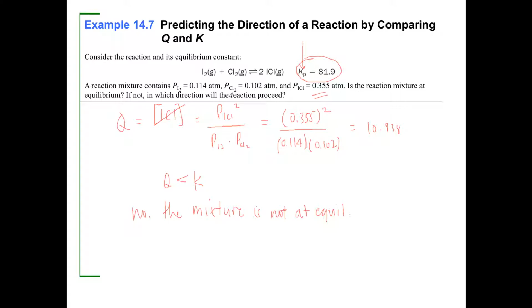If not, in which direction will the reaction proceed? Well, K is bigger, and so we're going to need more products. The reaction will proceed right, or toward the products. Okay? All right, is that helpful? I think that's the only example we have for this section, so I think that's it.